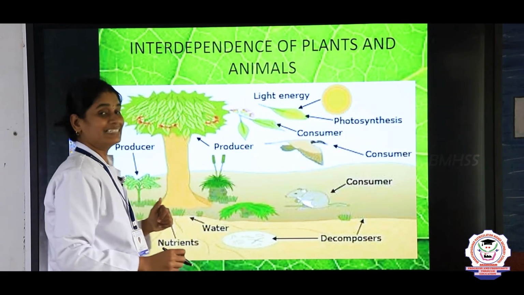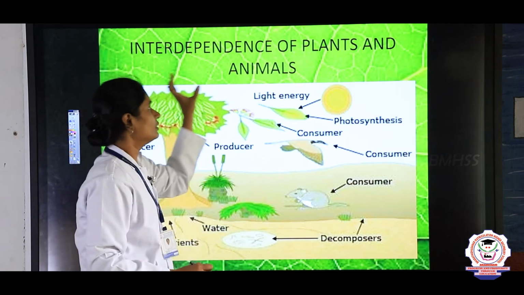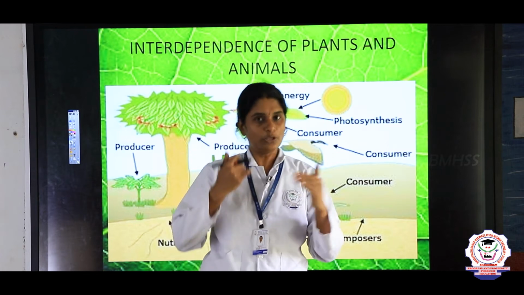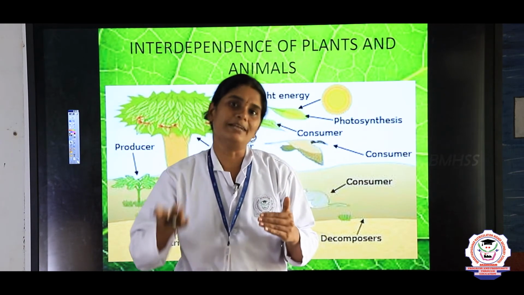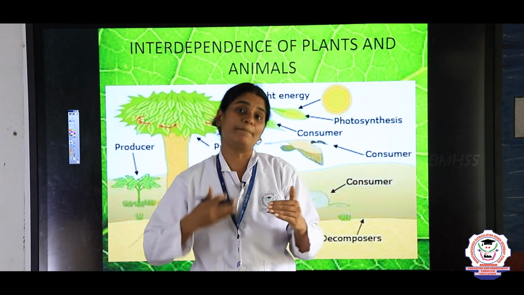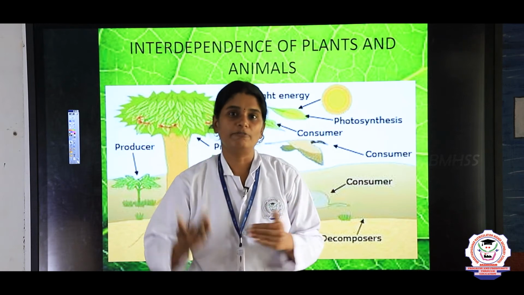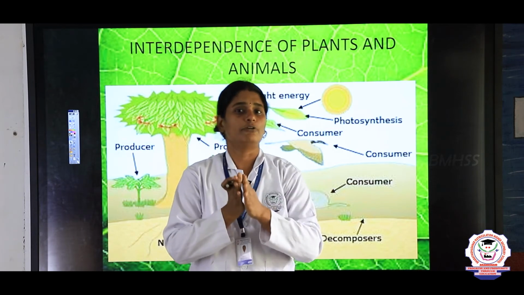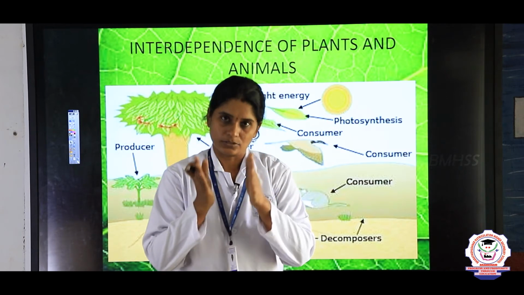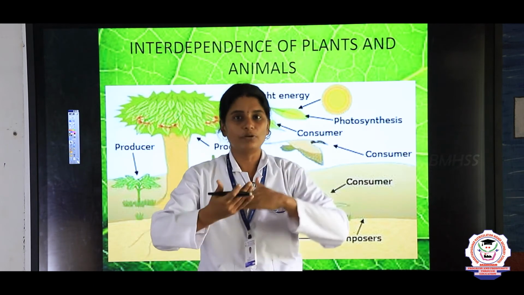So, now let us see the interdependence of plants and animals. Not only human beings, even animals need plants to survive, to live, because most animals eat plant foods. For example, if we take a deer or a cow or a buffalo, what do they eat? They eat plants or parts of plants. So, plants and animals are interdependent on each other.